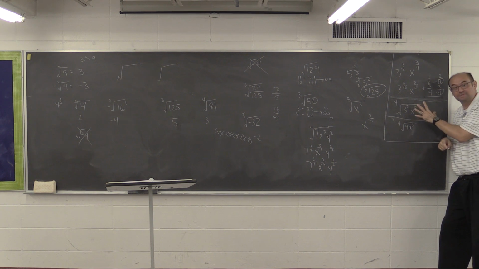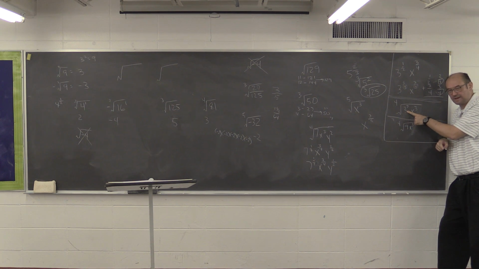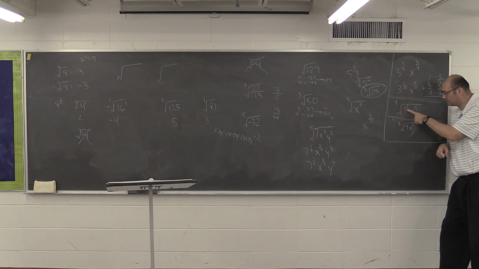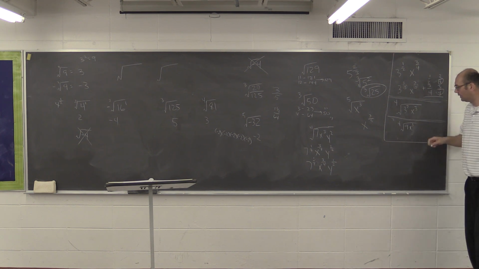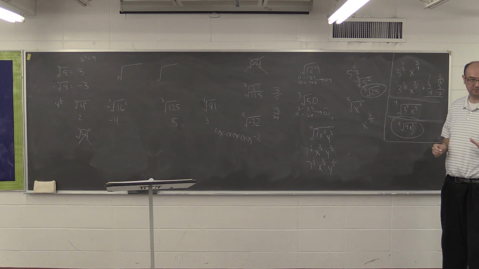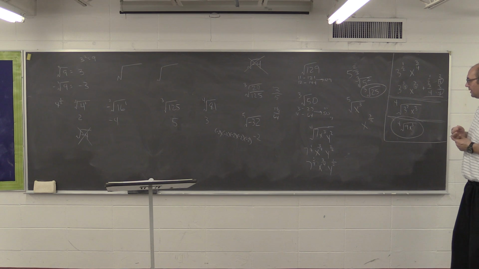Now I need to do some simplification. I leave the x to the 3rd, but I don't leave 3 squared like that. I write it down as 9. So 9x to the 3rd under the 4th root becomes my answer, okay? So just so you're aware, that's what we do.